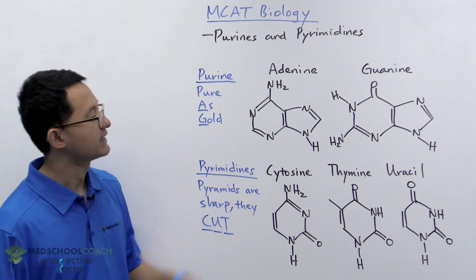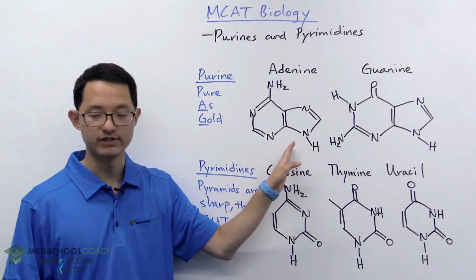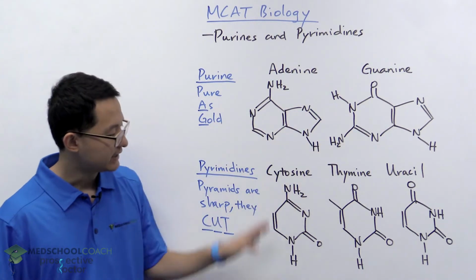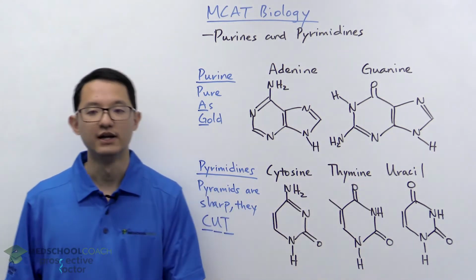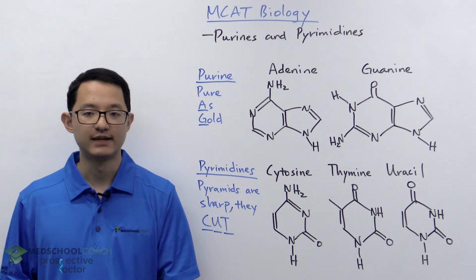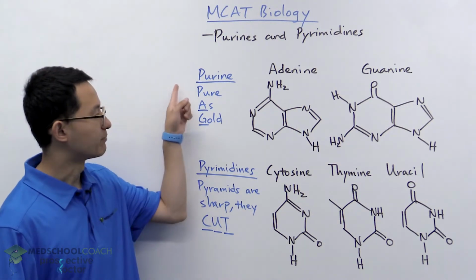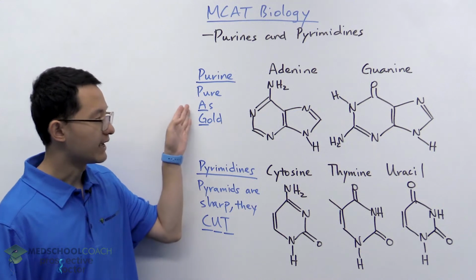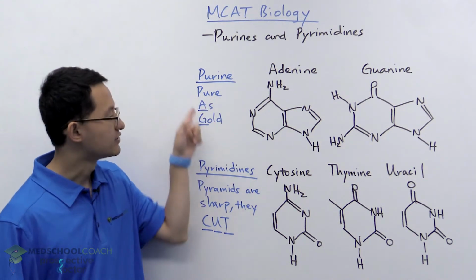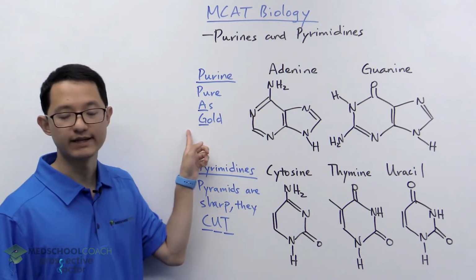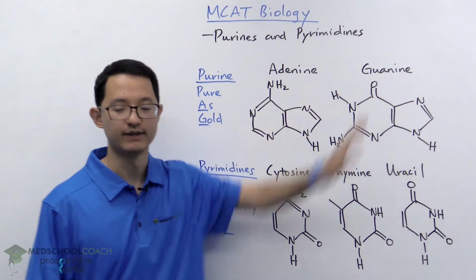So here we can see that adenine and guanine with their 2 ring structures are the purines, and cytosine, thymine, uracil with the 1 ring structure are the pyrimidines. The mnemonic that we can use to help memorize these is, for purines, pure as gold. So purines, you have the word pure in there. So pure as gold tells us that the purines are adenine and guanine.